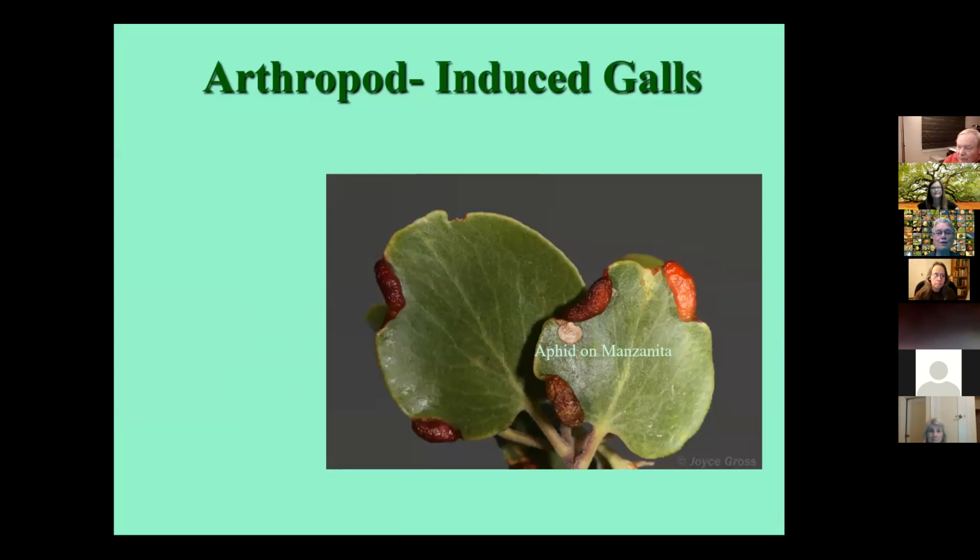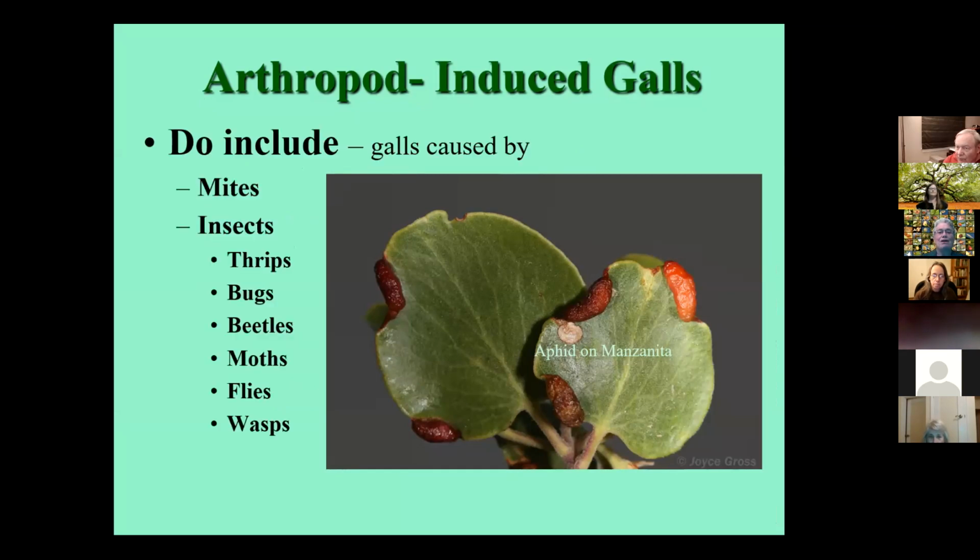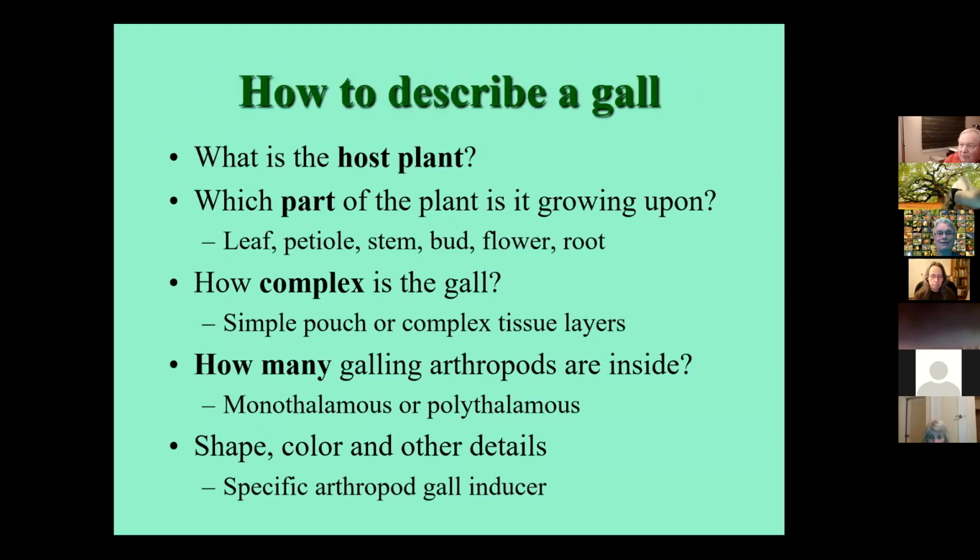So, arthropod-induced galls. You recognize manzanita? This is caused by an aphid. These are galls caused by mites. These are galls caused by insects, orders: thrips, bugs, Hemiptera, beetles, Coleoptera, moths, Lepidoptera, flies, Diptera, and wasps, Hymenoptera. All of these are arthropod-induced galls.